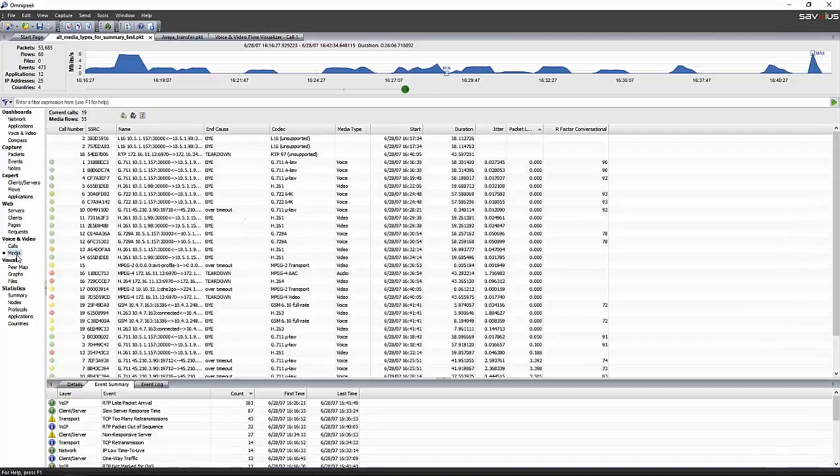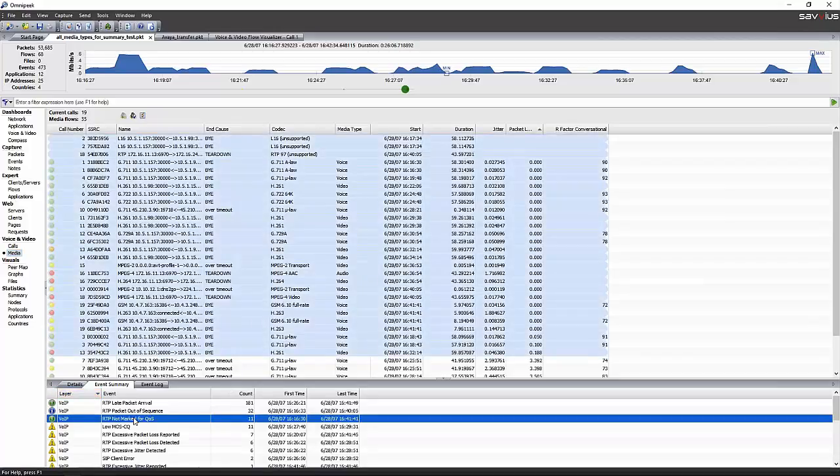If I want to go a layer lower, I can go down to my media view, and now I'm looking at each one of the calls broken down by each direction, because direction matters a tremendous amount in VoIP communications, because the packets from the caller to the callee may not follow the same path as the packets in the opposite direction. So it's very important that we're able to do that.